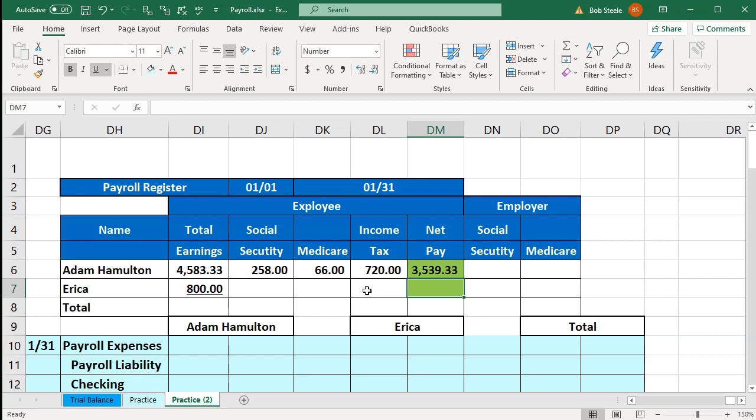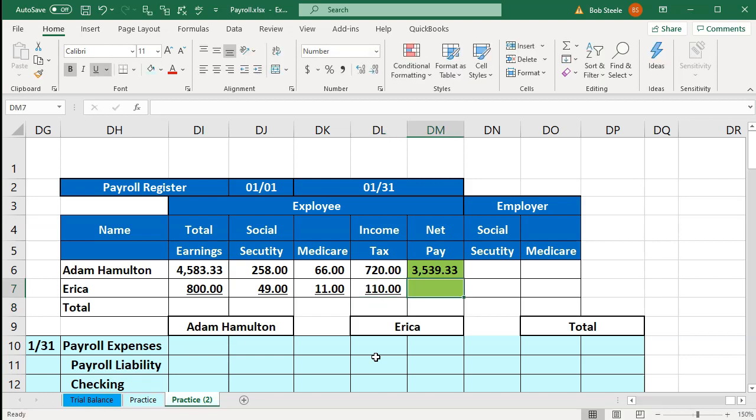So then we're going to go with Erica, same kind of thing. The Social Security would be equal to the 800 times 0.062. Typically, that's currently what it is. We're going to put it just at the 49 for our practice problem. The Medicare would be the 800 times 0.0145, and we're just going to put it at 11 for our practice problem. And the employee federal income tax would be based on marital status and how many exemptions they have and what they told us to put in there on the W-4. We're going to say here that it's going to be 110.